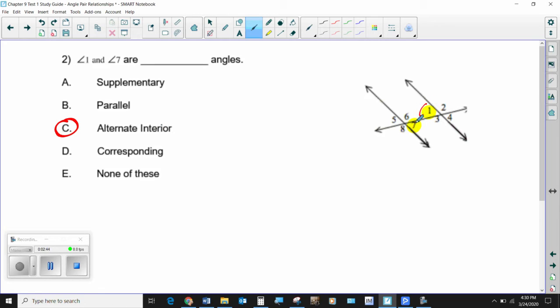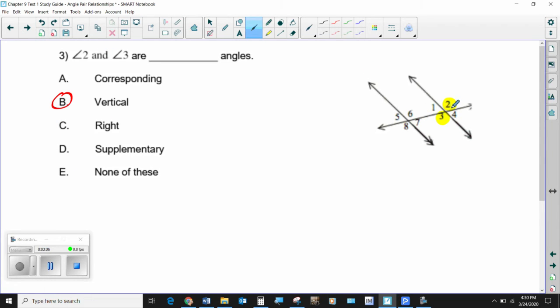We know that they have the same measure because they're alternate interior angles of a transversal intersecting parallel lines. If these two lines were not parallel, then we would not say they were congruent. This problem doesn't ask us to determine whether they're congruent or not, just to identify them as alternate interior, so the answer is C.